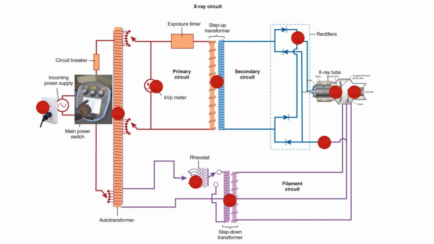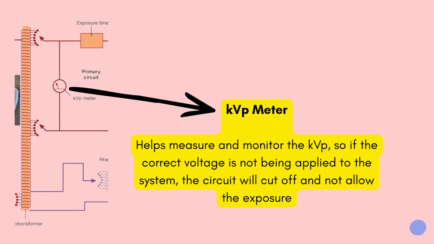All right, if we were to click on the KVP meter, what we're going to see is information on it. It's here before the KVP is stepped up from the 240 volts we get from the outlet to the thousands of volts that we need for our X-ray exposure. So before that happens, it monitors it. And if things aren't going correctly with the voltage being applied to the system, that meter helps tell the system, hey, things aren't quite right. We got to stop the X-ray exposure.